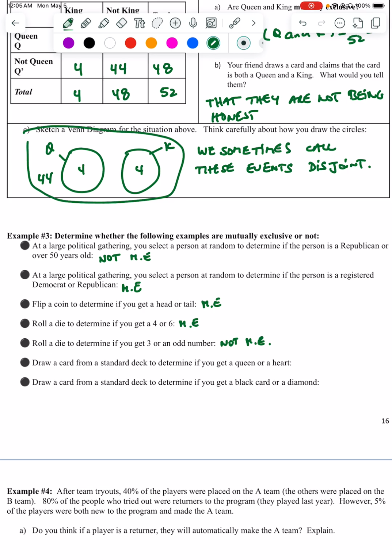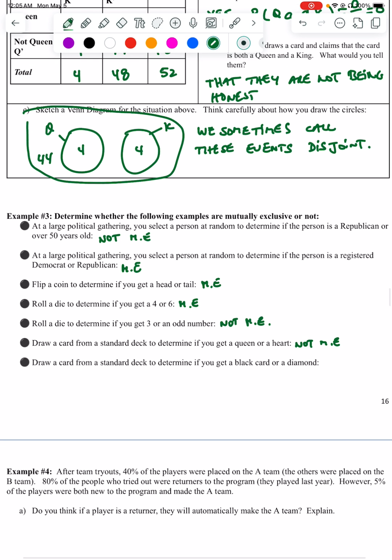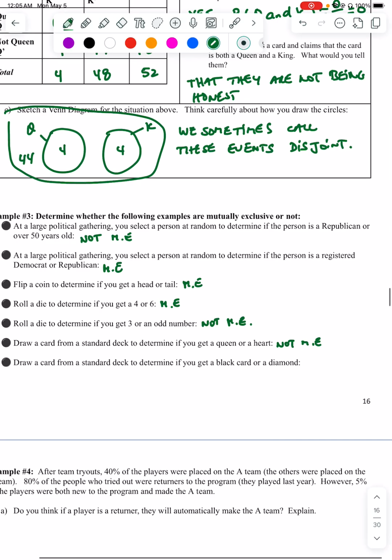Draw a card from a standard deck of cards to determine if you get a queen or heart. That's also not mutually exclusive because it's possible for the queen to be the queen of hearts. And then lastly, these are good examples, right? You can understand mutually exclusive or not. Draw a card from a standard deck of cards to determine if you get a black card or a diamond. Well, you cannot have both of these at the same time. If a card is black, it cannot be a diamond, and if it's a diamond, then it cannot be black. So these will be mutually exclusive.